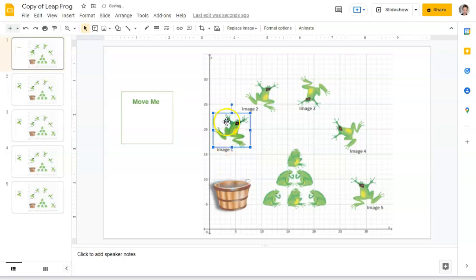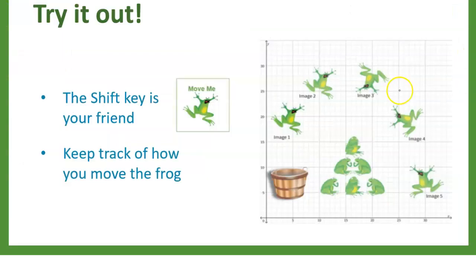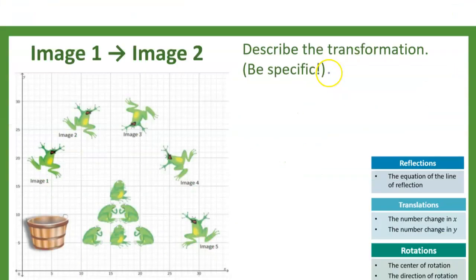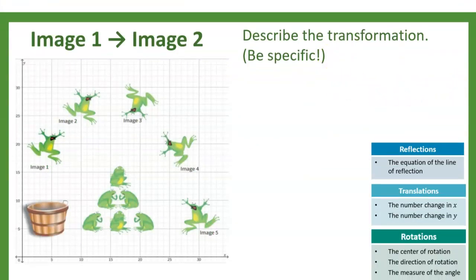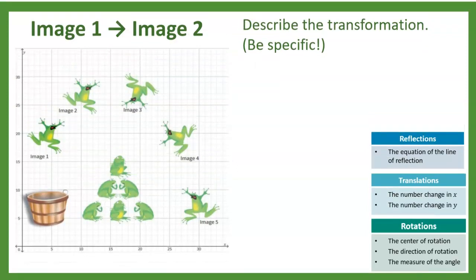All right, so I'm going to take him back to the beginning. And our first one we're going to do is image 1 to image 2. We're going to try to figure out which transformation we're going to use. And we have to be specific with it, so we have to provide the details that we need. So take a look at this, maybe pause the video, try to figure out how we'd move image 1 to image 2. You can use the Google Slides to help you out.